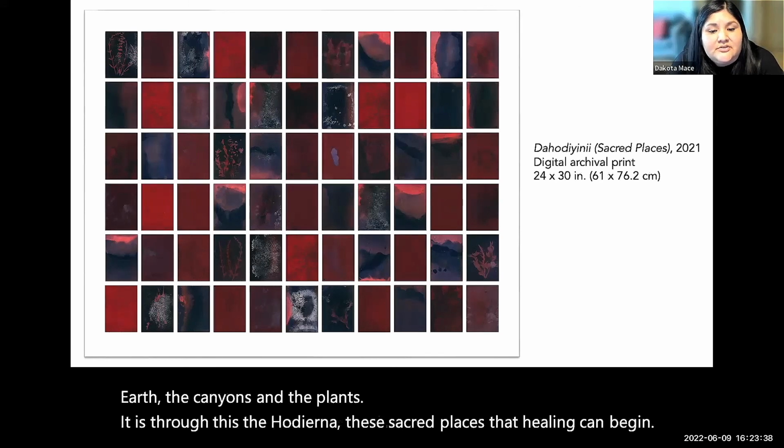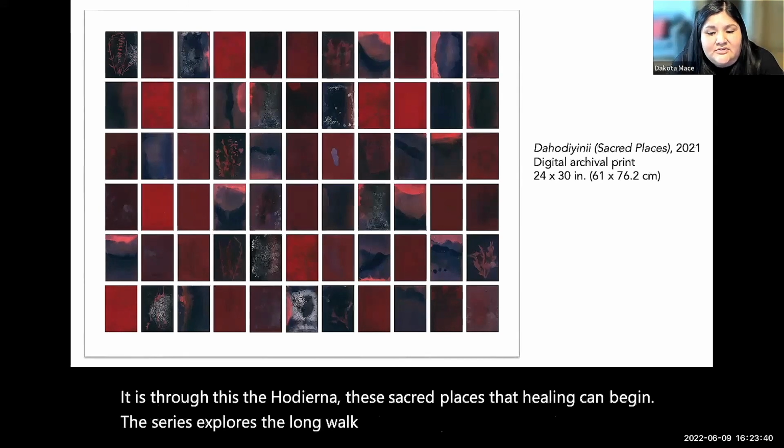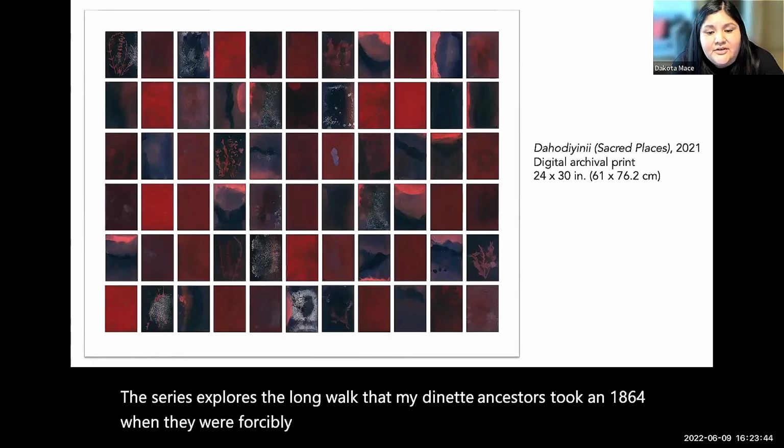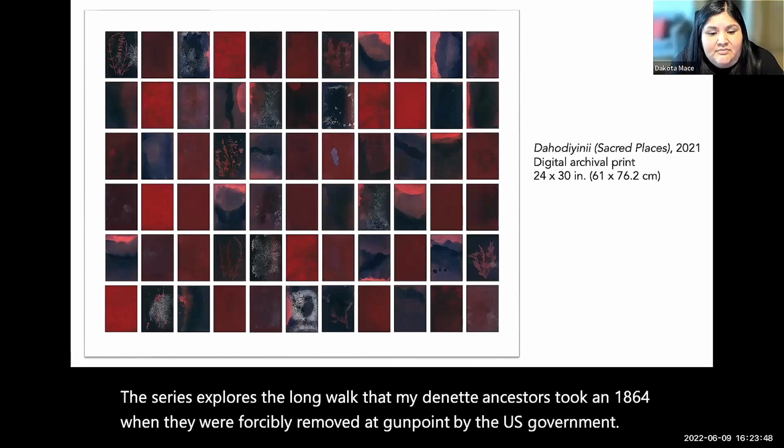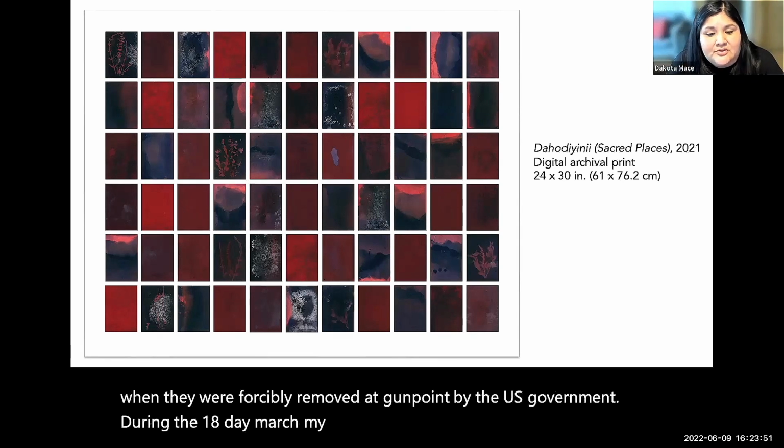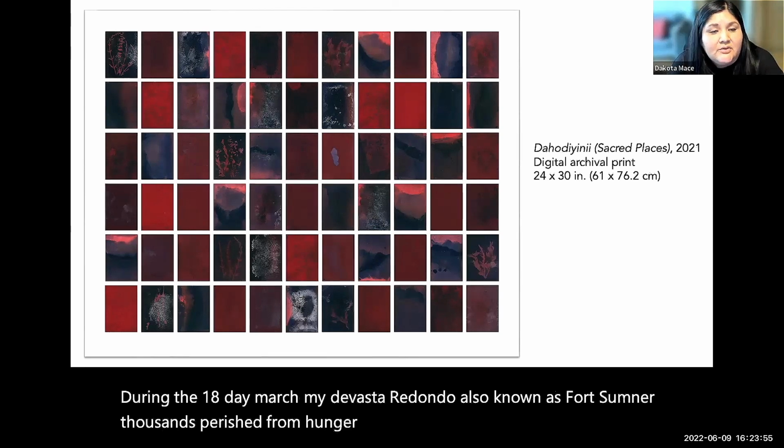The series explores the long walk that my Diné ancestors took in 1864 when they were forcibly removed at gunpoint by the US government. During the 18-day march to Bosque Redondo, also known as Fort Sumner, thousands perished from hunger and violence and were unable to return to their home.